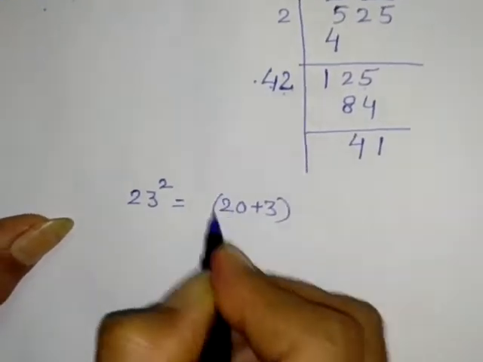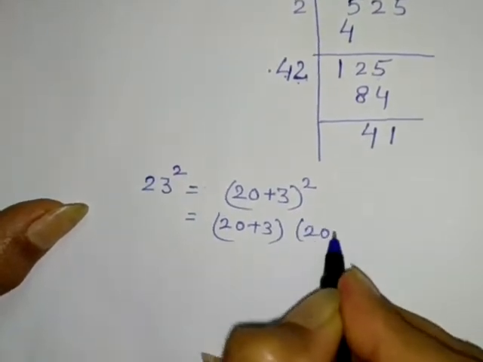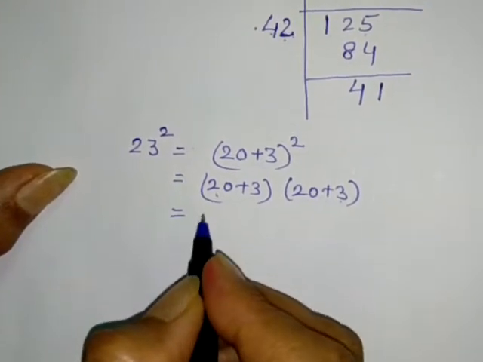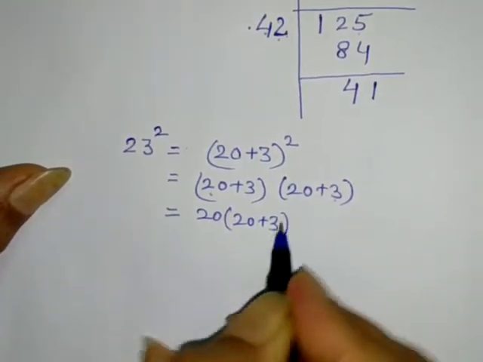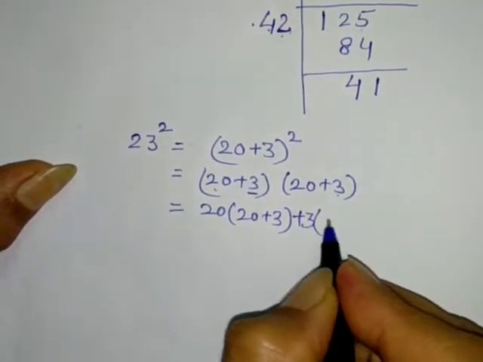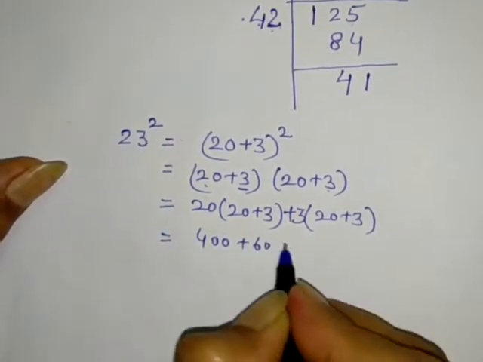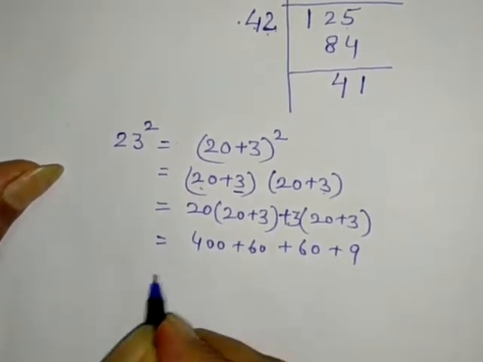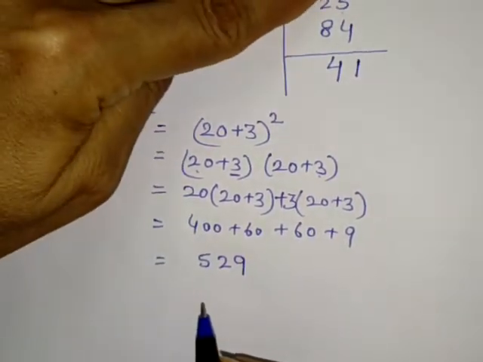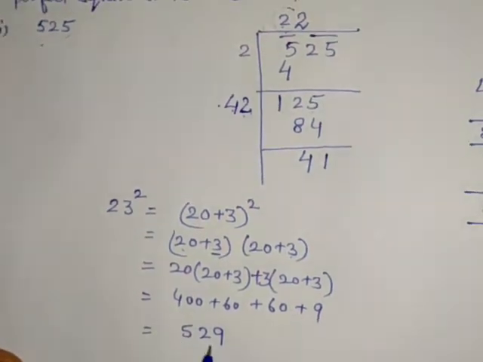It was 20 plus 3 whole square that we have done. That's equal to 20 plus 3 into 20 plus 3. Using the distributive property, 20 is multiplied by this full bracket, so 20 into 20 plus 3, and then this 3 is multiplied by 20 plus 3. That gives you 400 plus 60 plus 60 plus 9, and on adding this you get 529. So you know that next to 525, the number that is a perfect square just after this is 529.